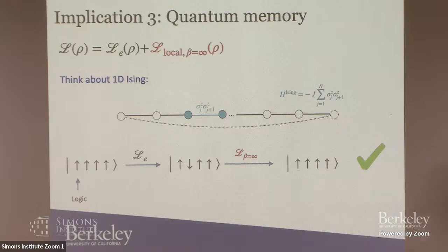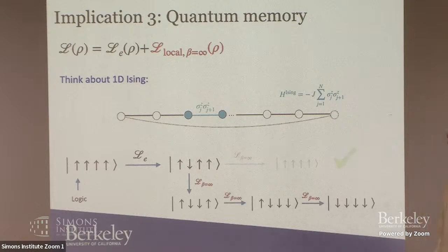We apply the noise operator. We assume it flips the second qubit. Next, we apply the protection operator. In the ideal case, it will flip the second qubit back. So we go back to the ground state and keep the logic information. This is a good case. Okay.